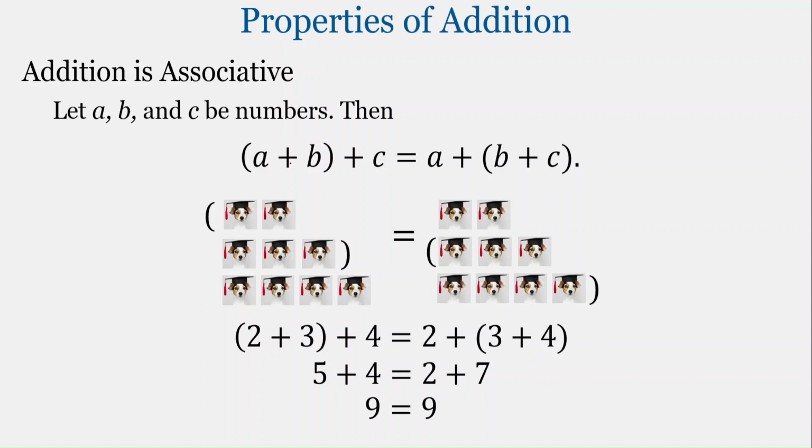Next is the associative property of addition. Addition is associative. This means that when we add 3 numbers together, it doesn't matter which 2 we add first. So if we're adding a plus b plus c, we can add a plus b first. And that's what these parentheses mean. We're going to do that first. And then we'll add c. Or we can add b plus c first and then add a. How we group the numbers, or how the numbers are associated, does not change the final sum.